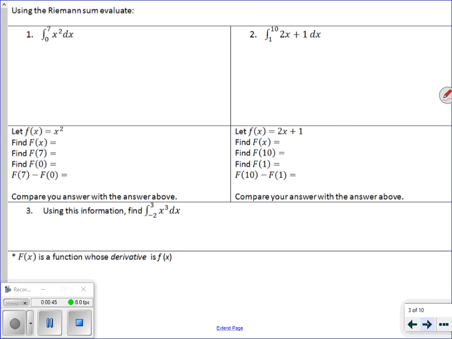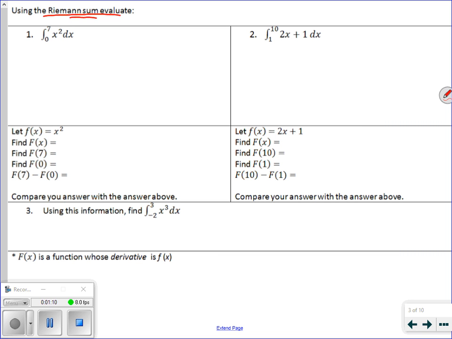Okay, so we're going to talk about fundamental theorem of calculus 2. We're going to build up to it like we did FTC part 1. And we're going to start by figuring out the exact area underneath the curve of x squared and 2x plus 1. Okay, so let's do this.